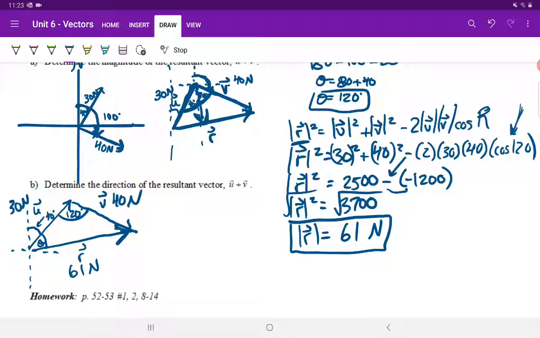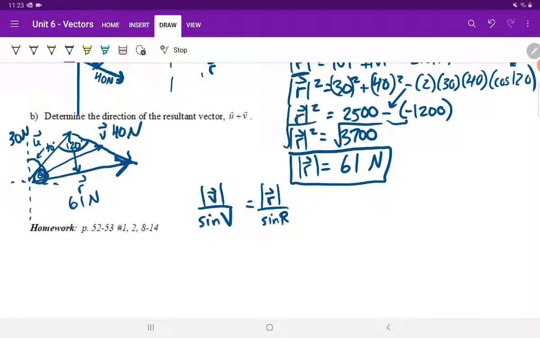To find theta, we can probably use the sine law. We could use cosine law as well because we have all three side lengths, but sine law is a little bit quicker. We have angle, opposite side, angle, opposite side. So let's set this up. We are going to use V over sine capital V equals R over sine capital R, which is our 120. And so we have 40 over the sine of V is equal to 61 over the sine of 120.